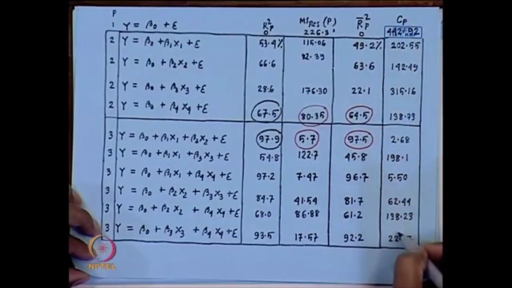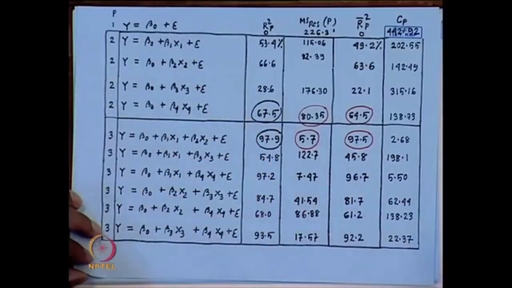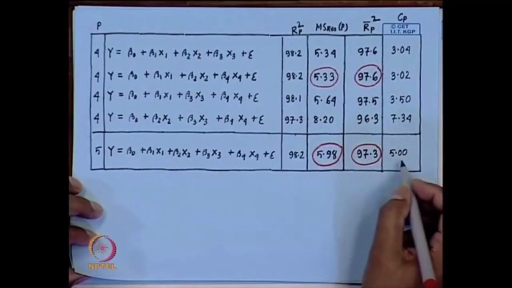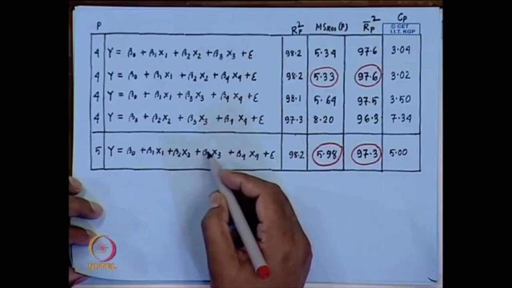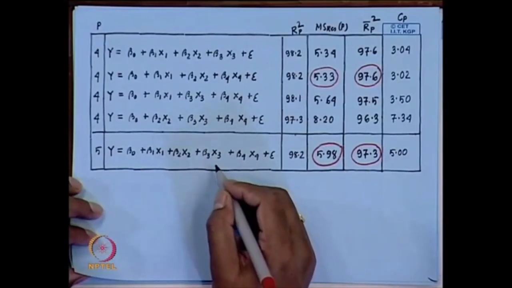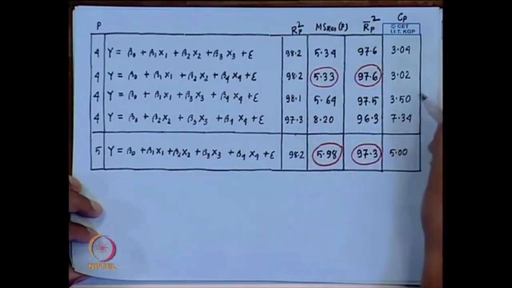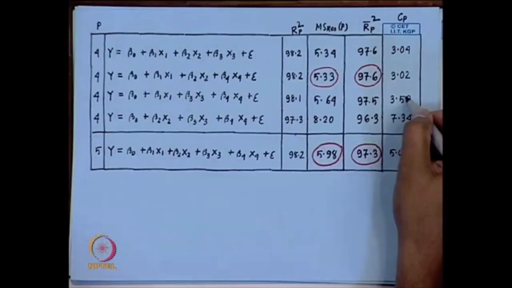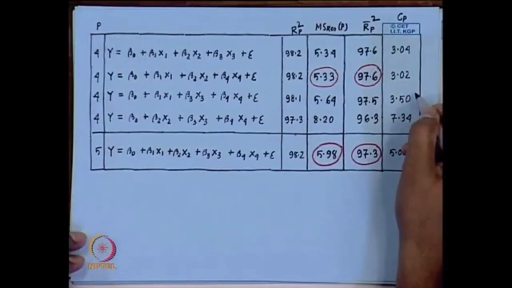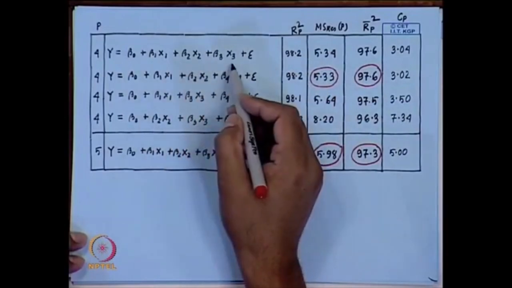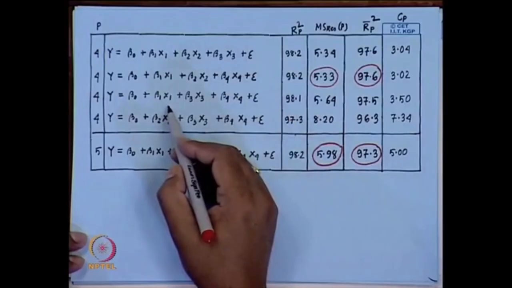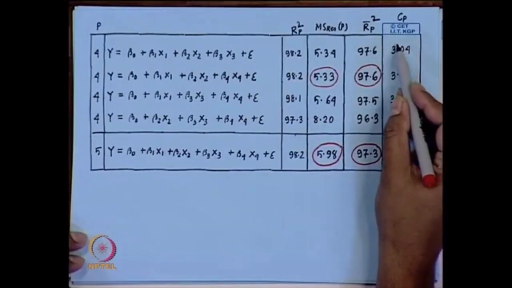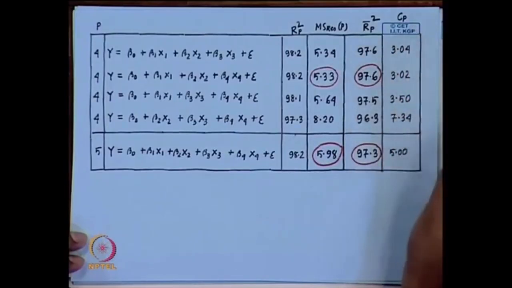So, these are the C p values for the models involving 1 regressor and 2 regressors, and these are the C p values for the models involving 3 regressors and 4 regressors. I said that a smaller value of C p, or a low value of C p, indicates better fit, and it should also be close to p. So, here you can see that these 3 models involving x 1, x 2, x 3, x 1, x 2, x 4 and x 1, x 3, x 4 are acceptable under the C p criteria, because these values are small.